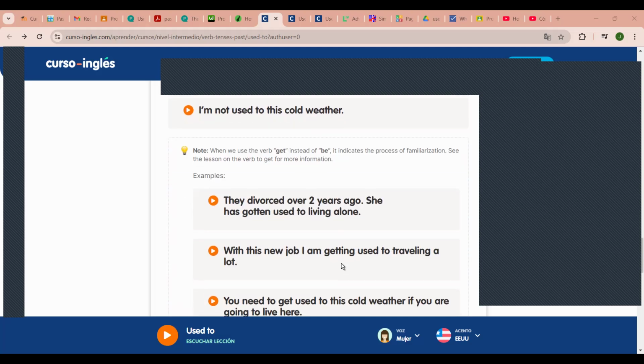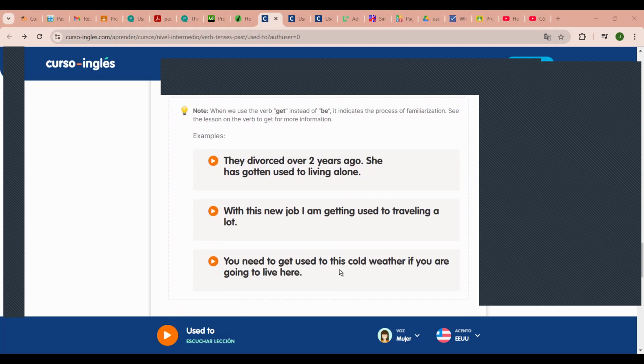All right. Now, if it's not complete, if we're in the process of getting used to it, getting familiarized, then we use get, because it's not complete, so we can't use the verb to be. If it's still happening, if it's in the process, we use get. All right? Itzel.